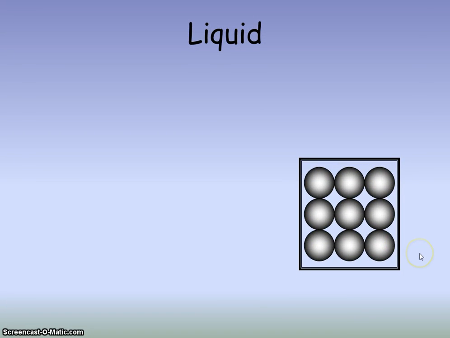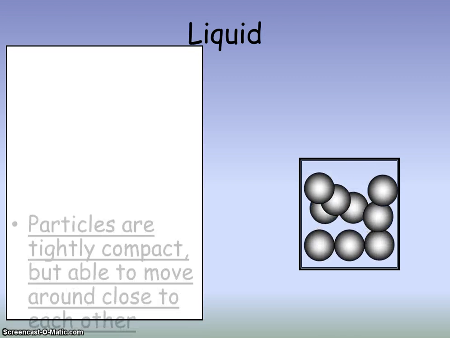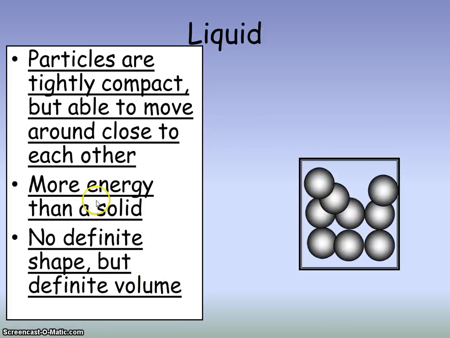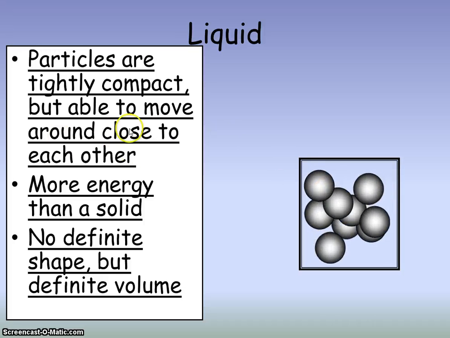Let's talk about liquids. We know that liquids don't have a specific shape, do they? No, they take the shape of their container, and that's because they have more energy than those solids. You can see them moving around. So to go from a solid to a liquid, we add energy. These particles move faster and faster until they're no longer really tightly packed. They're kind of sliding past each other. So they've got more energy than solids. They can move around, but they still stay close together.